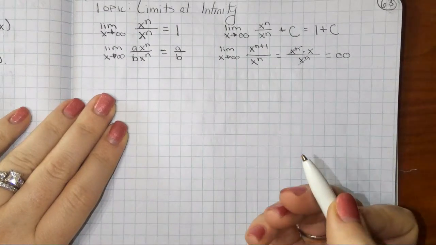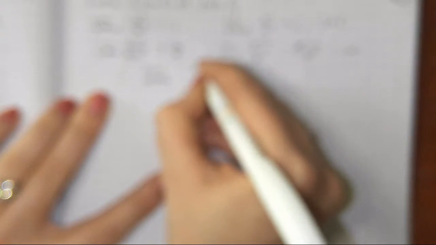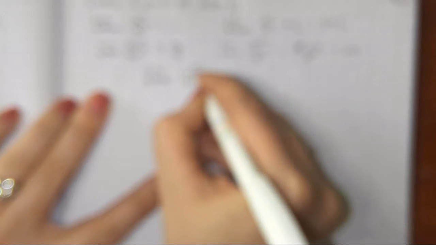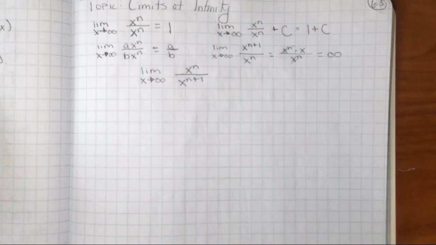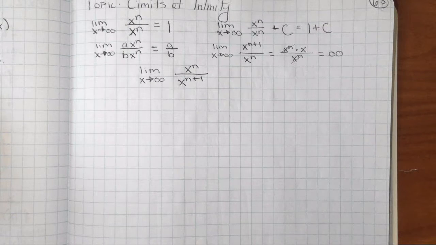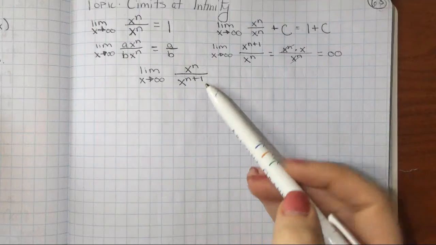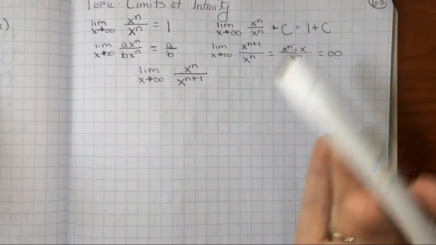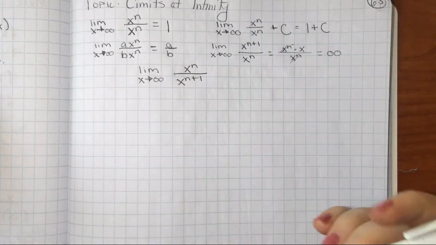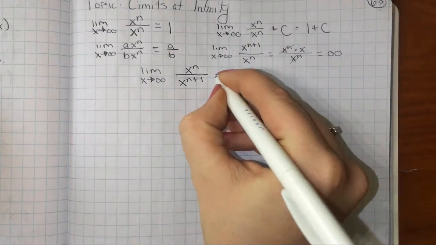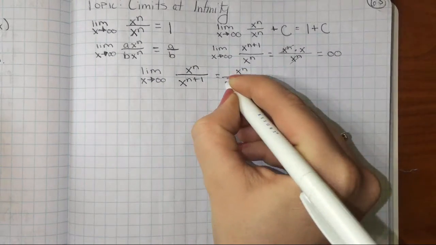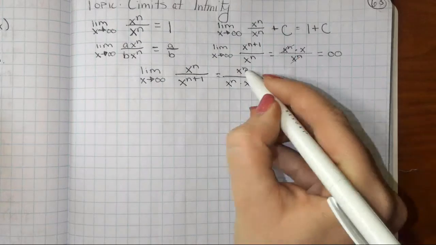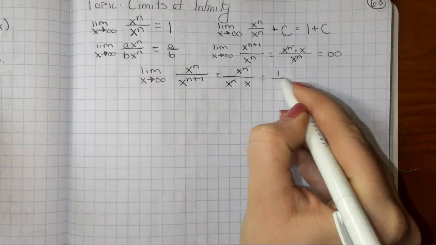And then lastly, if I have a greater denominator, the limit as x approaches infinity, I have x to the n in the numerator all over x to the n plus 1. It doesn't really matter, it could be plus 10, plus whatever. All I'm trying to make you guys understand is we're just looking at which side has the greater degree. In this case, the denominator has the greater degree. So again, it's still going to cancel. You're going to end up with 1 over x.